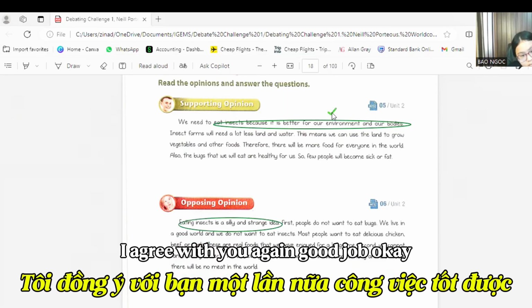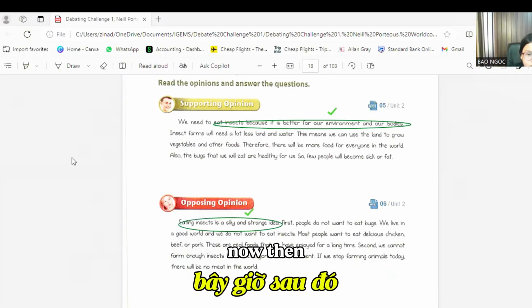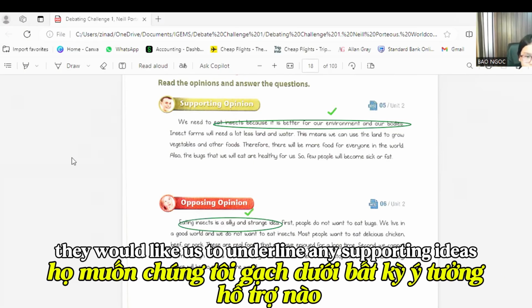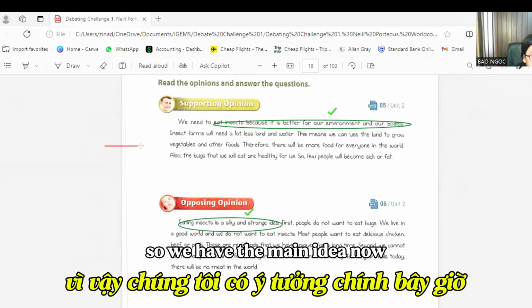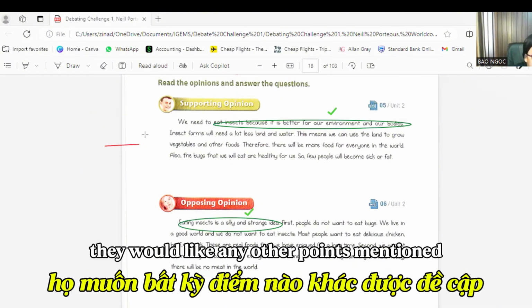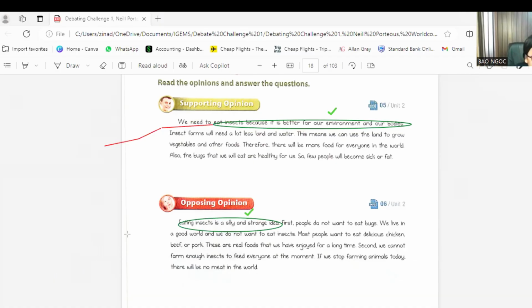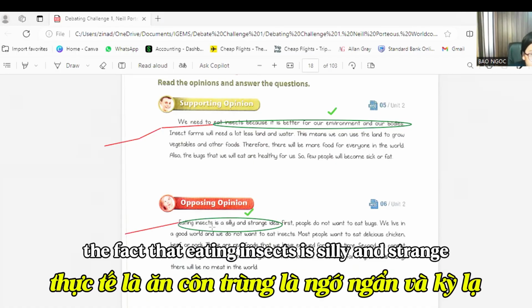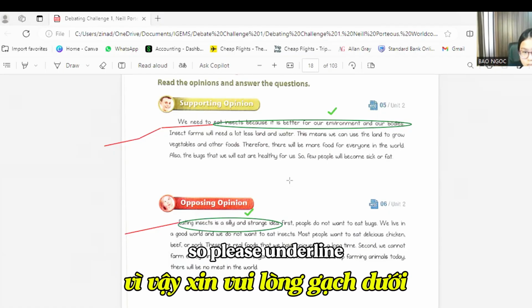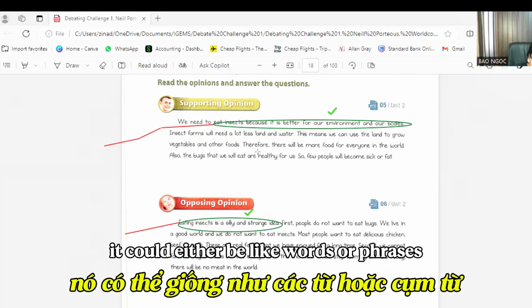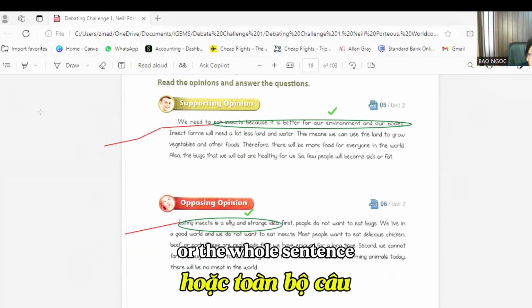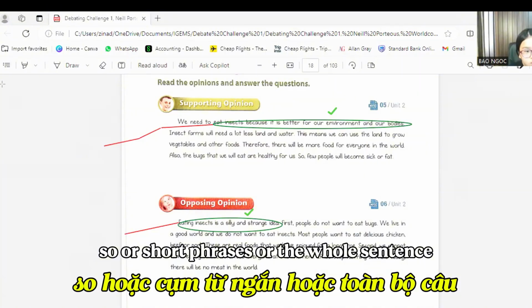Good job. Okay. Now, they would like us to underline any supporting ideas. So we have the main idea. Now they would like any other points mentioned that support the fact that it is better for our environment, and what other ideas support the fact that eating insects is silly and strange. So please underline. It could be words, short phrases, or the whole sentence.